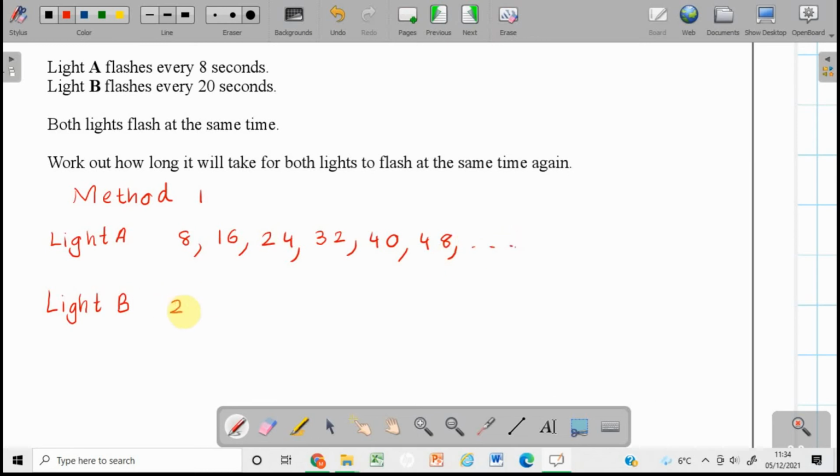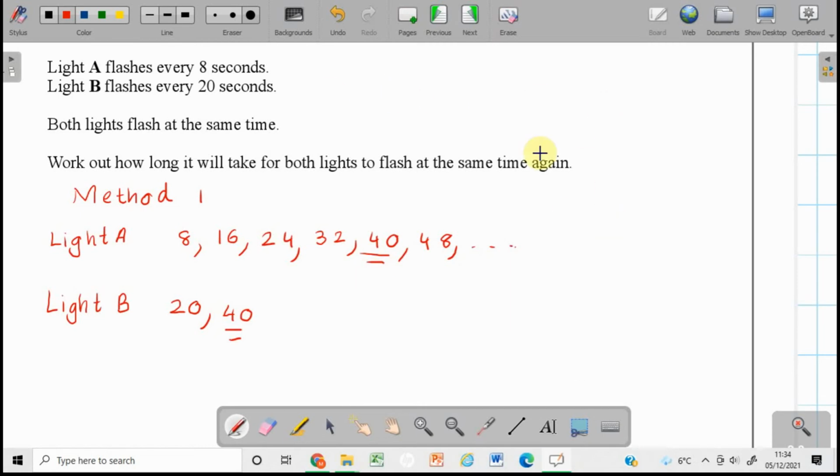And light B will be 20, 40. There we go, 40 seconds. I'm going to stop there because the question says work out how long it'll take for both lights to come on again. So after a time of 40 seconds, they will flash again. And that's all there is to this particular question.